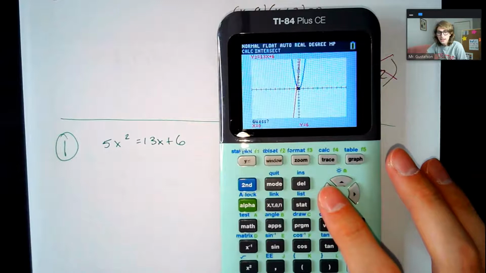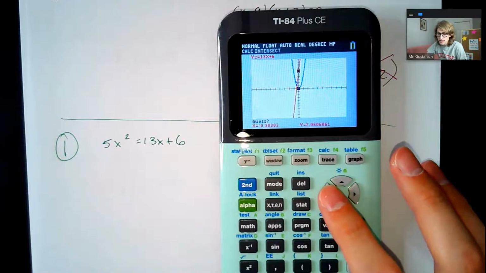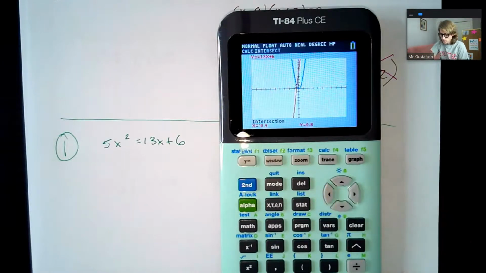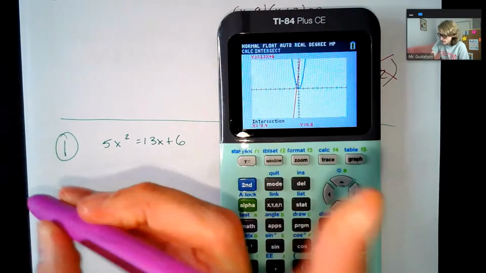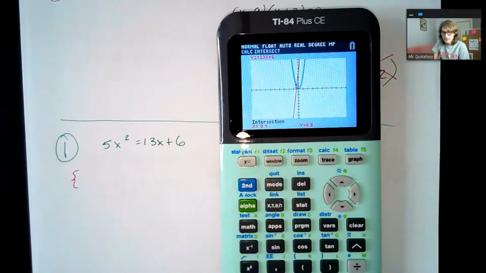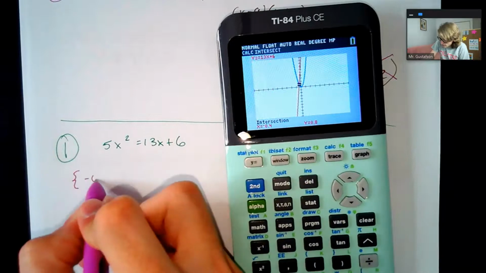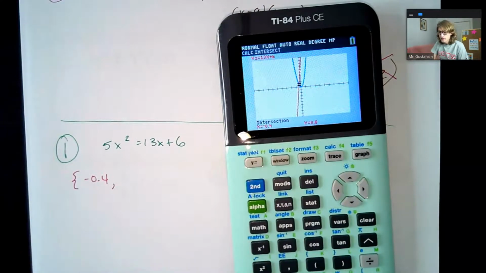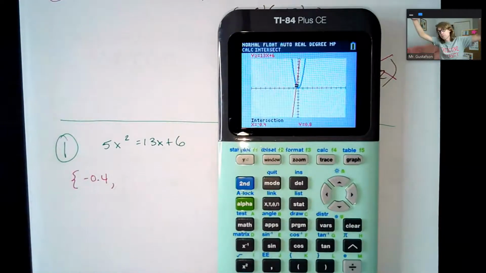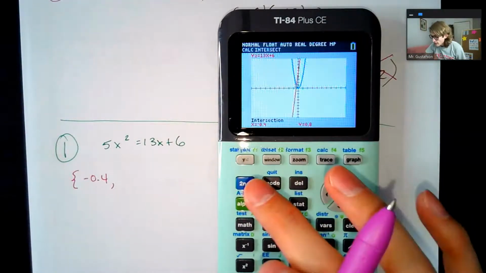It's going to ask for a guess. Move your cursor close to the answer to get the right one. So one of our answers happens to be, and I'm going to write it as a set, -0.4. And to find the other answer, we actually don't have to expand our graph screen. You could, but you don't have to. So I'm going to do the exact same thing.